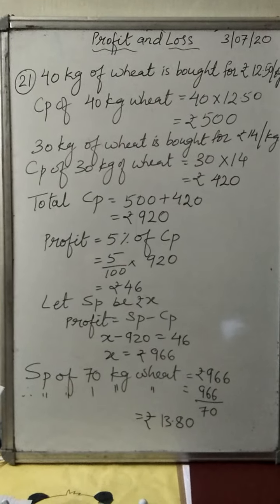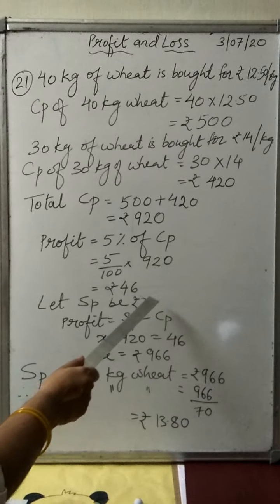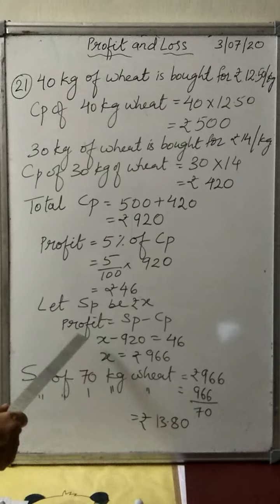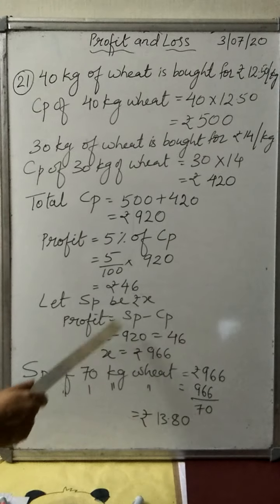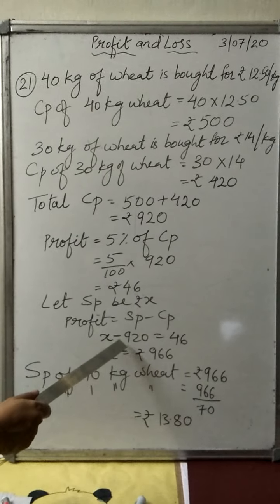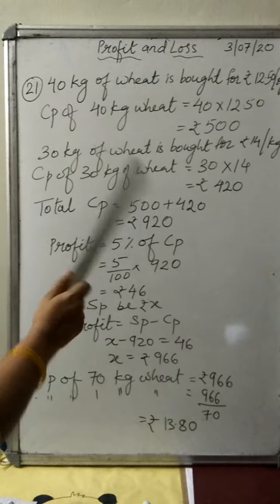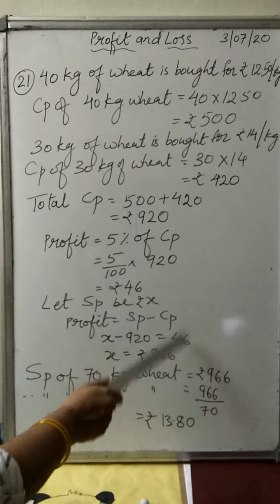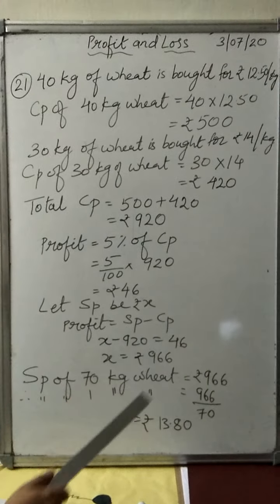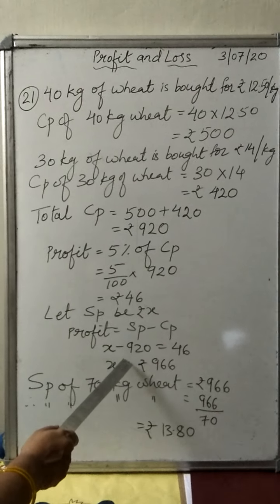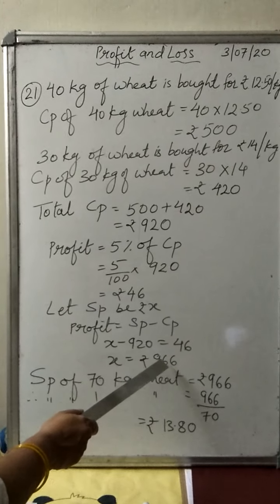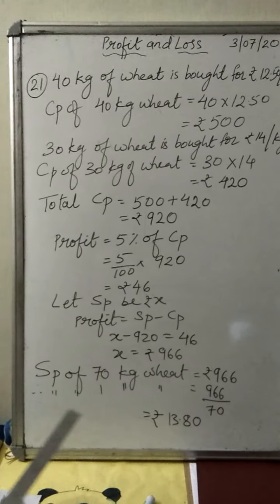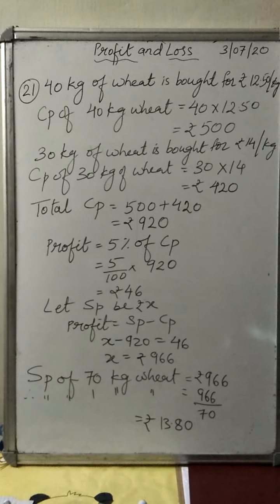So we will assume that SP is rupees X and profit is SP minus CP. So SP is X minus CP. Just now we have calculated, that is equal to 46. That is profit. So after calculation you will get value of X as 966. So this is the selling price.